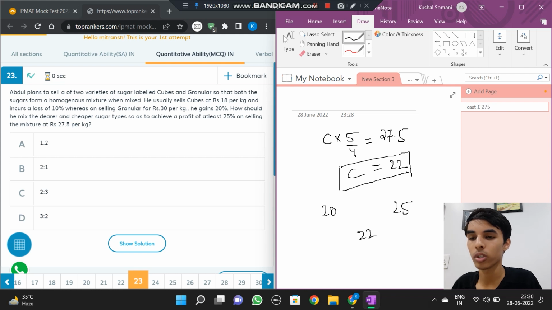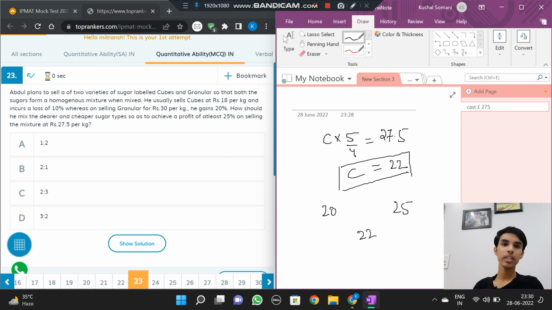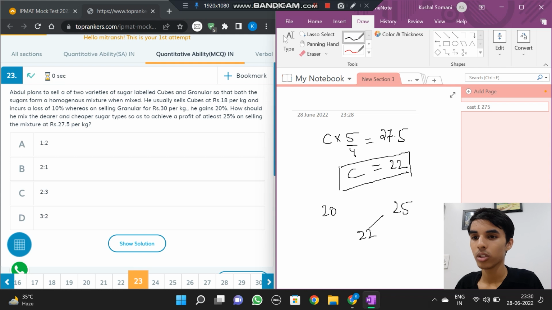The cost of mixture is 22. The easiest way to solve these types of allegation questions is to make this diagram. You do this, subtract this from this, and this subtraction will provide us 3 and 2.